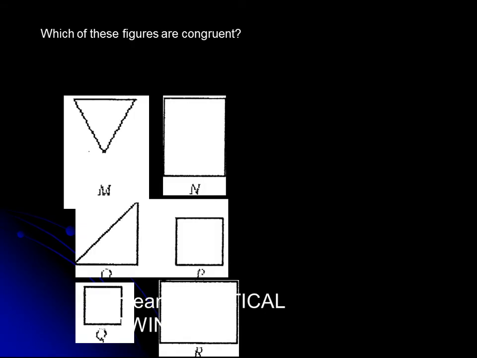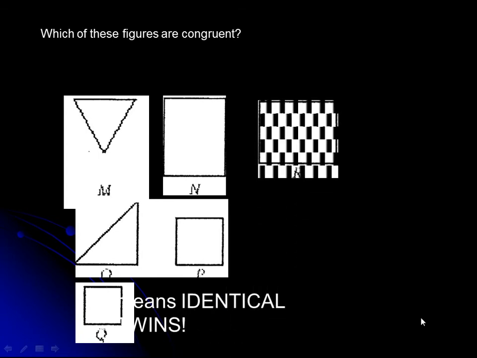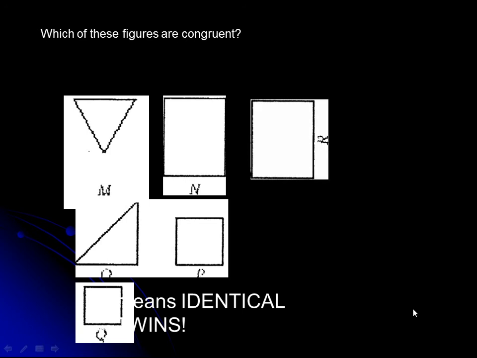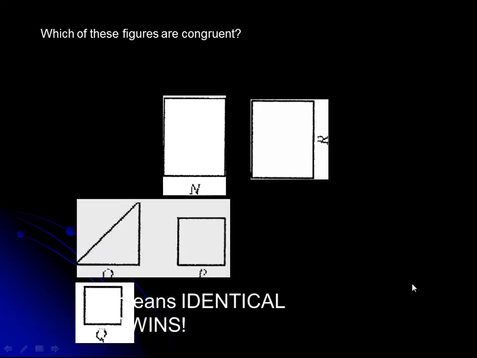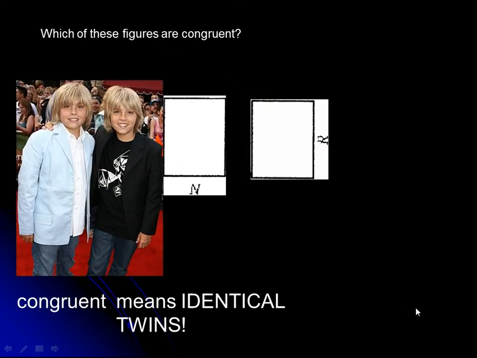Okay. Which of these are congruent? Okay, this one could be congruent. If you turn it, it is the exact same shape as N. So you can take away all of these. These are the 2 congruent ones, N and R. Congruent means identical twins, so like Zach and Cody or something. Same size, same shape. Yeah.